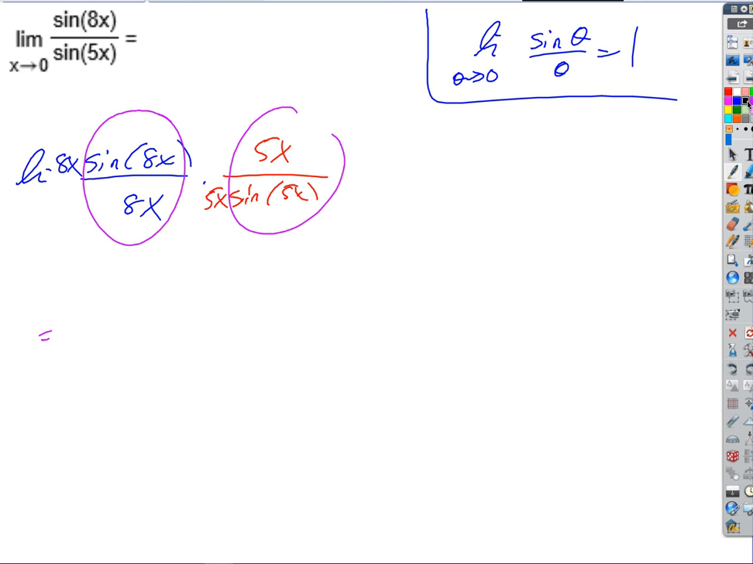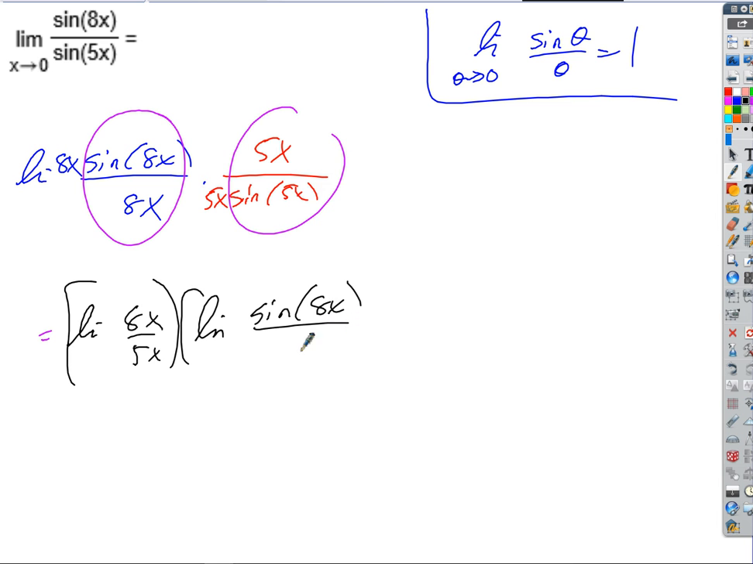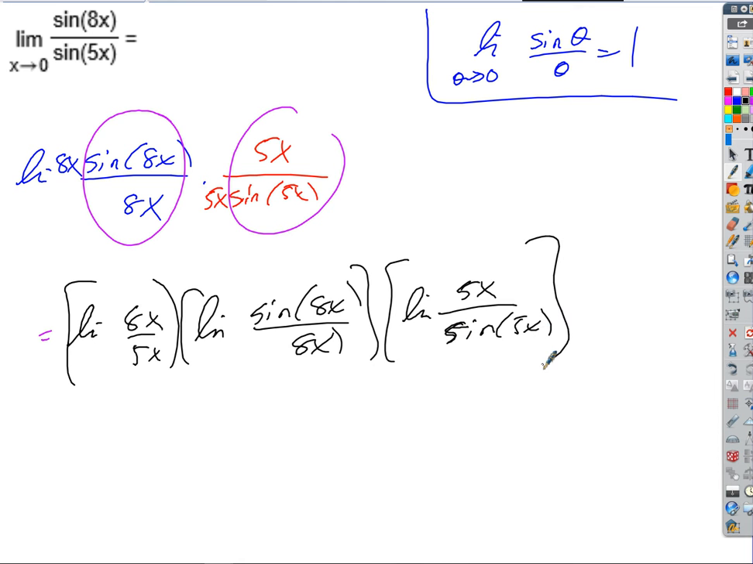We're all good? Okay, so if we break this into pieces, we just get the limit of 8x over 5x, times the limit of sine 8x over 8x, times the limit of 5x over sine 5x. But one thing we got to do here, we got to be careful. Here we can just let x go to 0, right? Doesn't matter. We're just going to get 8/5.